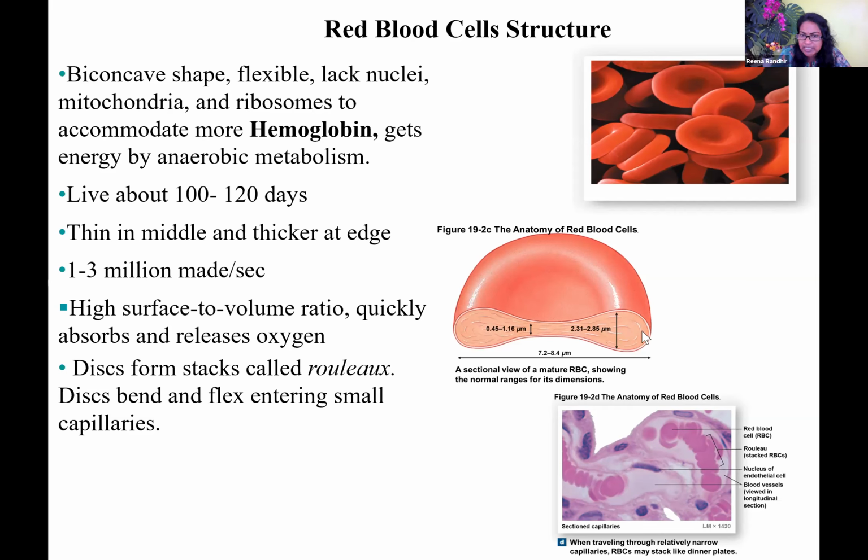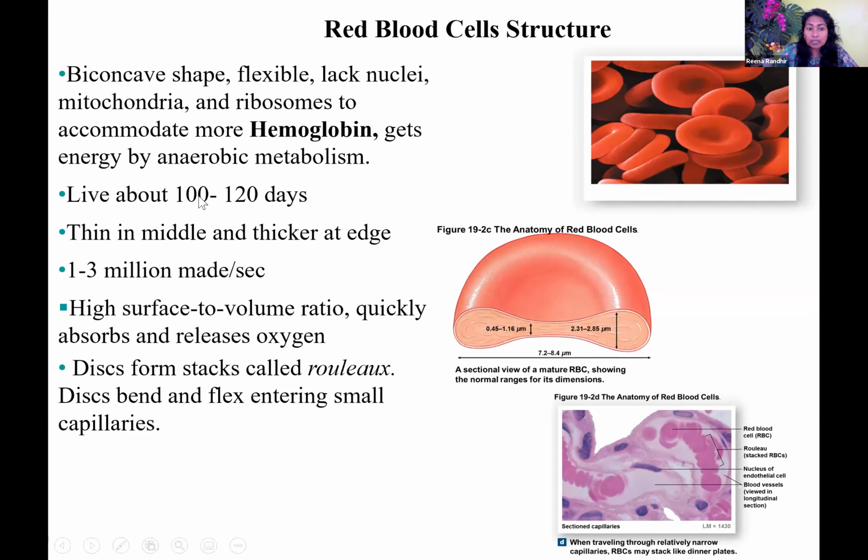Hemoglobin is constantly made in our body, every minute. We make millions of them. They live only for 4 months, 100 to 120 days. We make about 1 to 3 million RBCs per second. This is huge, because the demand for oxygen and nutrients is so high.